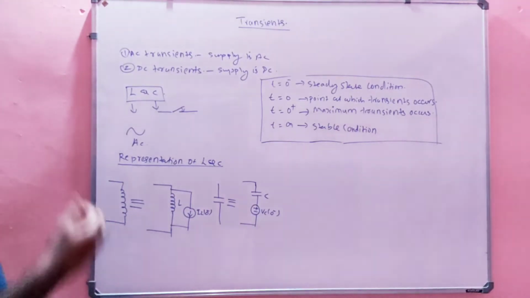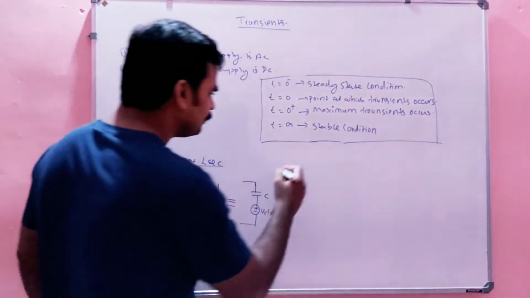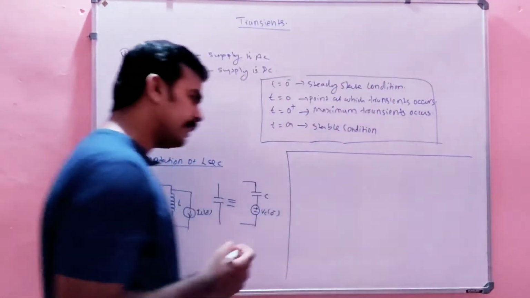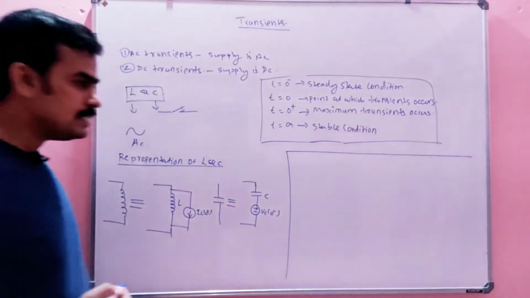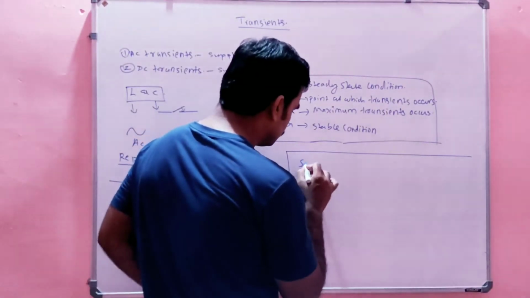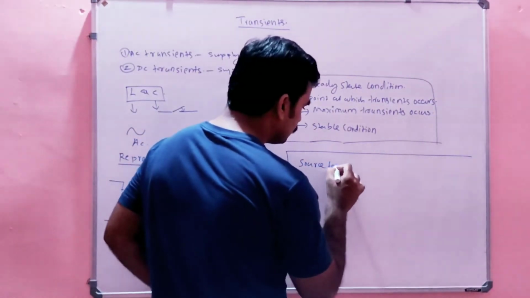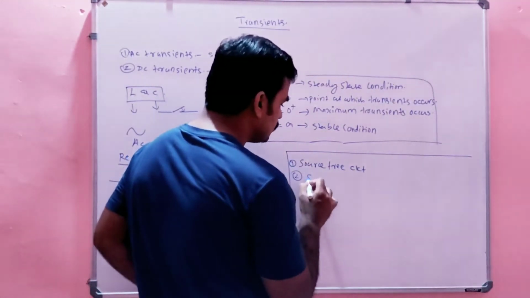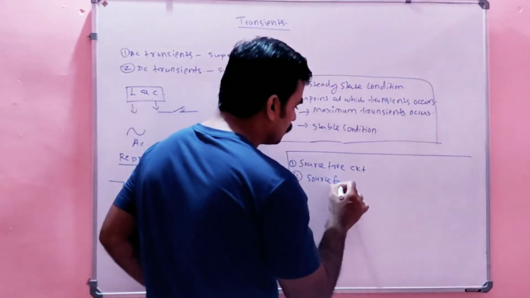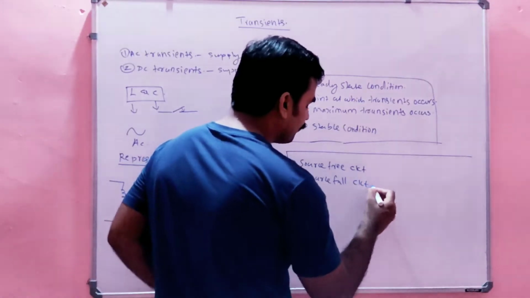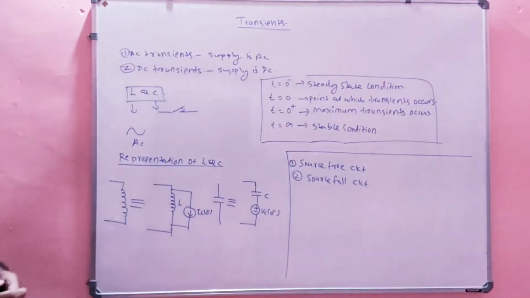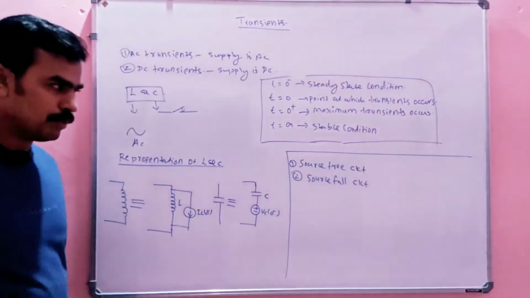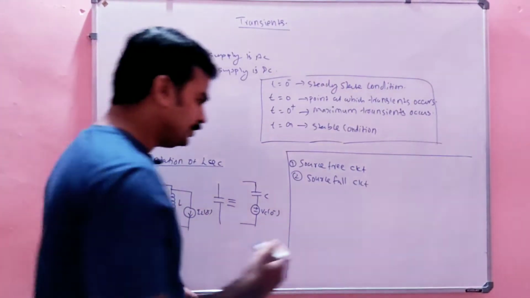And yes, we have two types of circuit. One is the source free circuit and the second is the source full circuit. So let's see one by one.